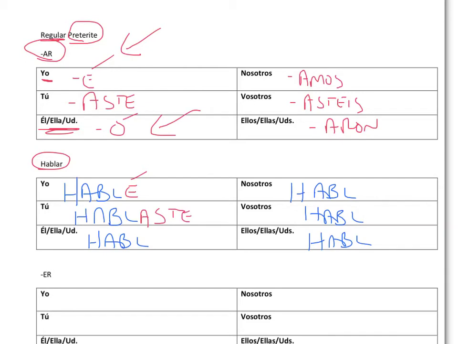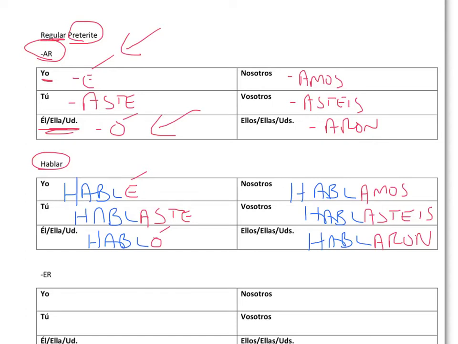Tú hablaste. So you spoke. Él, ella o usted habló. Nosotros hablamos. Again, context. Hablasteis is what we say for the vosotros, and for the ellos, ellas, ustedes, we say ellos hablaron. So they spoke, or you guys spoke in Latin America. Great. Fácil, ¿de verdad? Bueno.